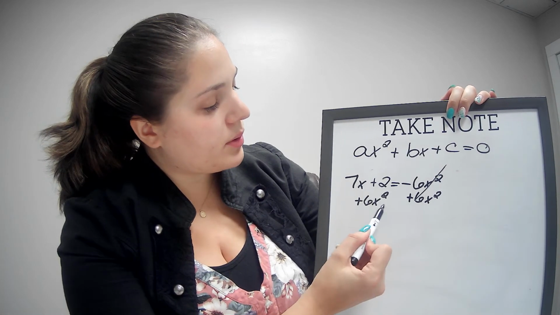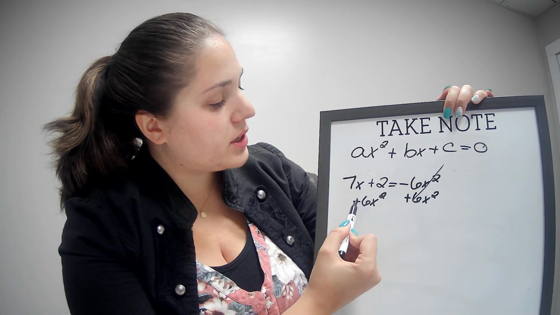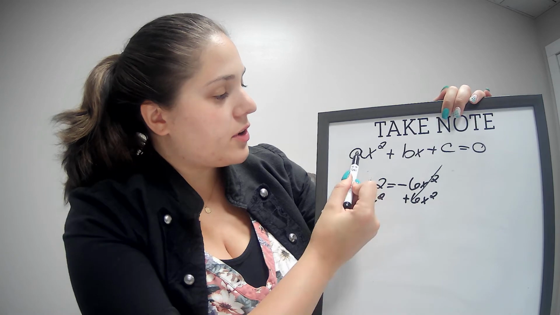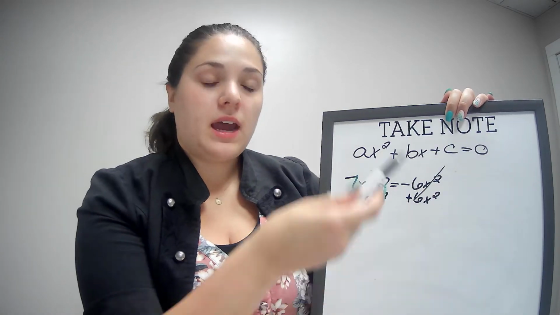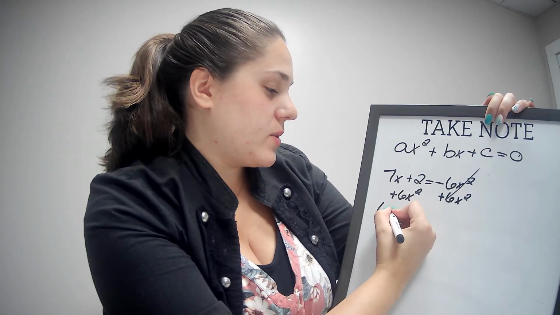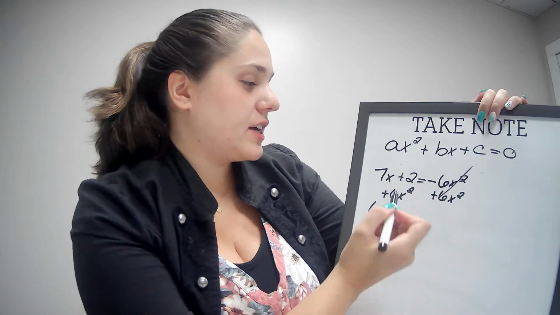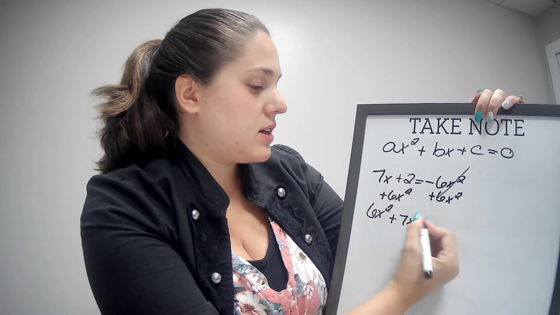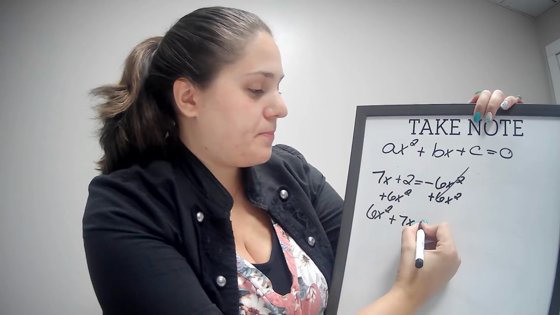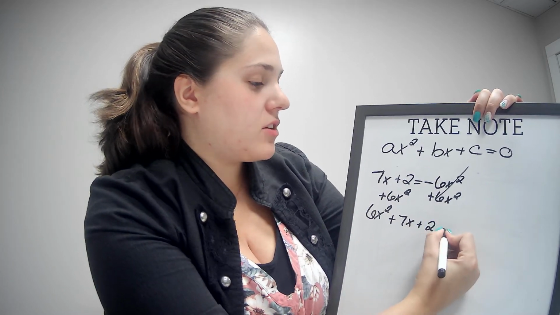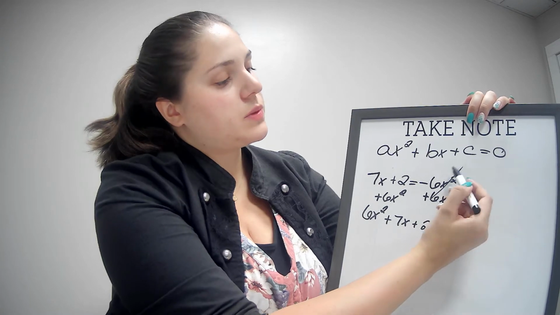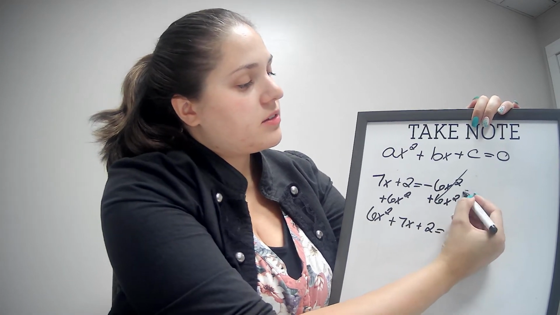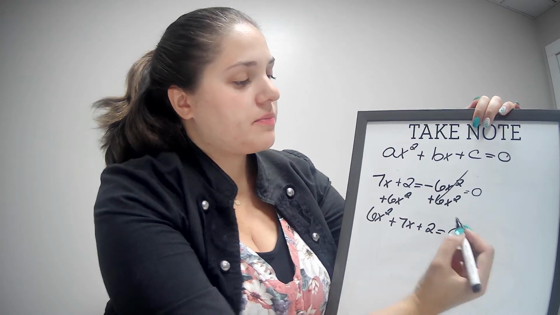So how would we rewrite this? Where would we put this 6x squared if we're referring back to here? Absolutely, the first term, so 6x squared, our first term. And our second term, 7x. And that's always going to be equal to 0. Since we canceled this side out, this side is now equal to 0. Are we done?